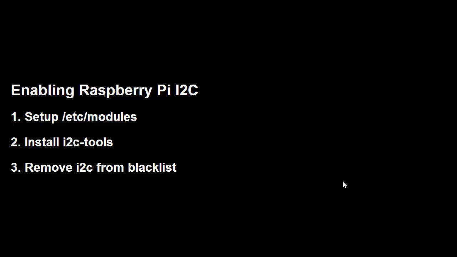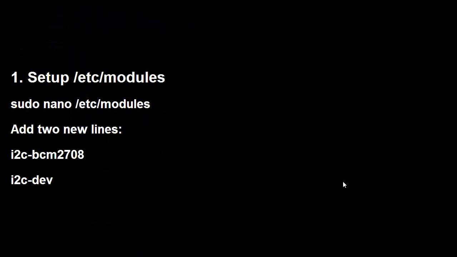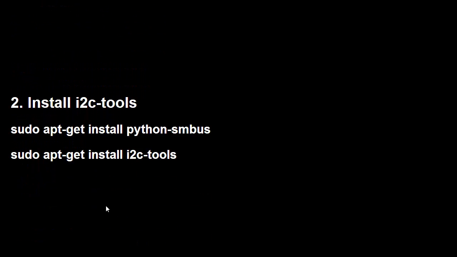To start playing with I2C and Raspberry Pi, you must enable the Raspberry Pi I2C support by doing three simple steps. First, you need to set up the modules file, install I2C tools, and remove I2C from the Linux blacklist. The first step is to edit /etc/modules, so you can use your preferred editor, like Nano or Vi, edit this file and just put these lines into your file.